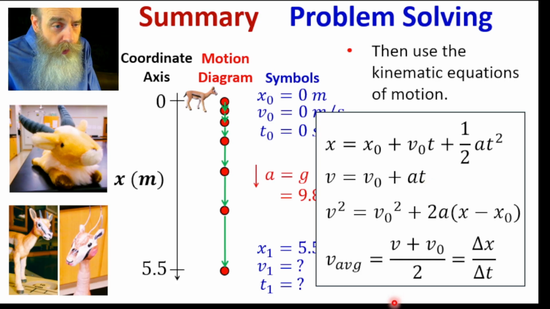Or we could find t1 first. We could use this equation. We know everything on the right side. We know everything in this equation except the time. And that will give us t1. And then once we get t1, we put it into this equation to get v. So there are many different ways to solve problems when you use the kinematic equations.